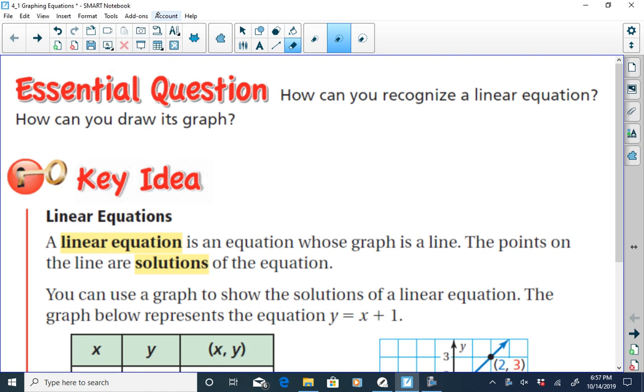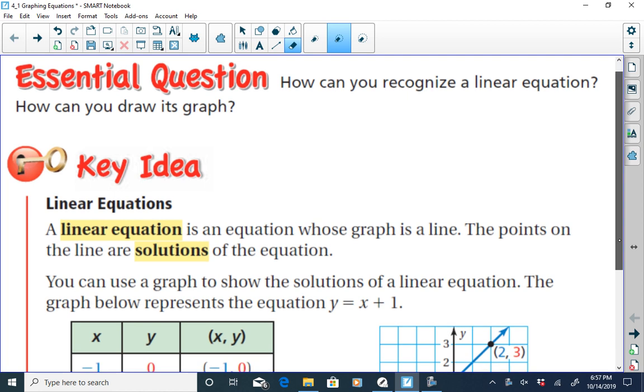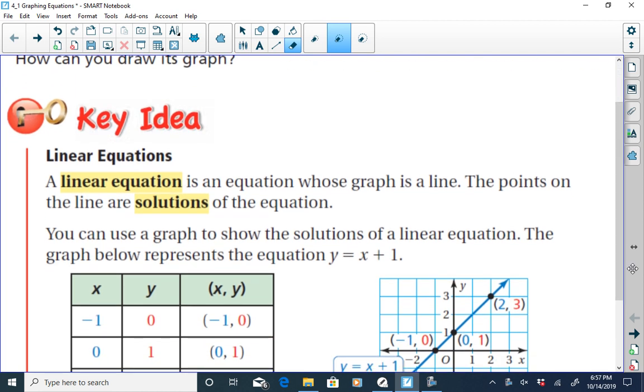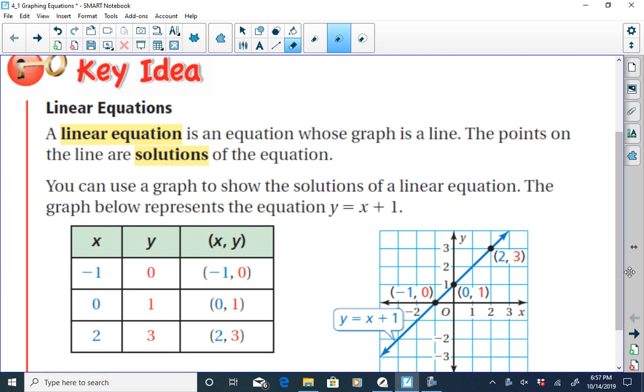Okay, the objective today is to be able to graph linear equations. Linear equations are equations that have two variables. When we graph an equation with two variables, we are finding solutions to the equation, because any point on the line that is the graph of an equation with two variables is a solution. All right. So a linear equation is an equation whose graph is a line. The points on the line are the solutions of the equation.